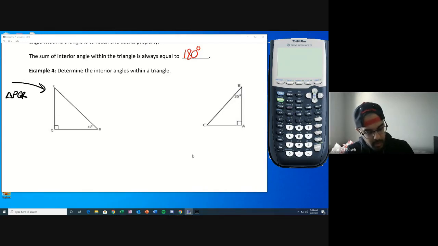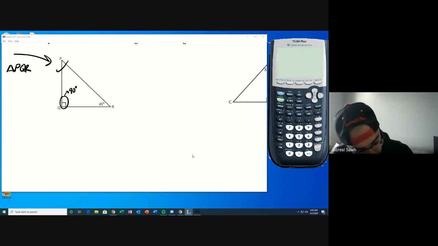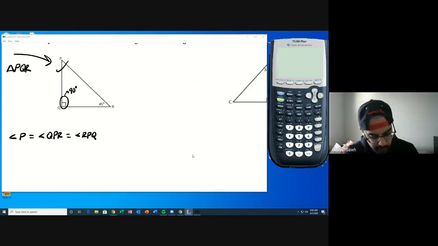we can use those 3 letters to name it as well. I know 2 of the angles. One of them is 90 degrees, represented by that box in the corner, so that's 90. The other angle is 45. I'm asked to find the missing angle. Now that missing angle can be written a couple ways. So we could call it angle P. We could also call it angle QPR. We could also call it angle RPQ. Okay, just changing the direction of those 3 letters. All of those mean the same thing.